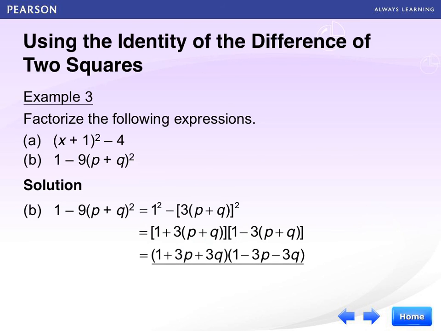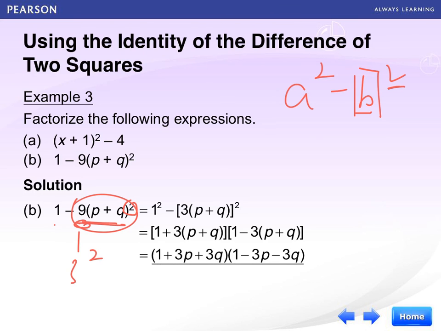And for this one, 1 minus 9 times p plus q squared, the same. The square can control the p plus q only. So when you want to use a squared minus b squared, that means you need the square of the whole b. So the 9 you need to become 3 squared. As a result, you find that this one is the square of 3 times p plus q, and 1 can become 1 squared.